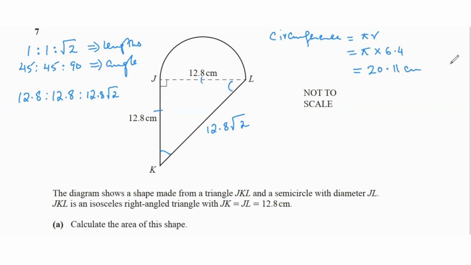20.11 centimeters. Now for the perimeter, we will just add 20.11 to 12.8 and 12.8 root 2. JL, the curve length JL, JK, and KL, all these three are being added. So that is going to give us 51.01 centimeters as the perimeter.